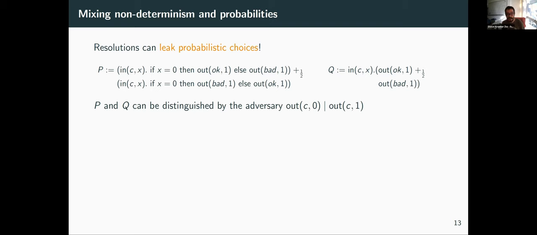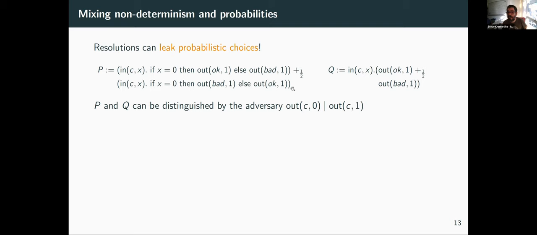But what is actually happening is that these two processes can be distinguished by this very simple attacker, which just says, in parallel, I will output either zero or one on channel C. And the reason why this process can distinguish the processes is because the scheduler can leak, in some sense, to the adversary which probabilistic choice has been taken. So if we're going in the first branch here, the scheduler could say, if I'm in this branch, I will schedule out C0 here, and I will output OK. If I'm in the second branch, then the scheduler will output one, and so I'm still outputting OK.